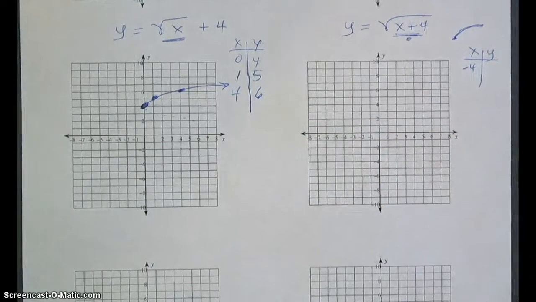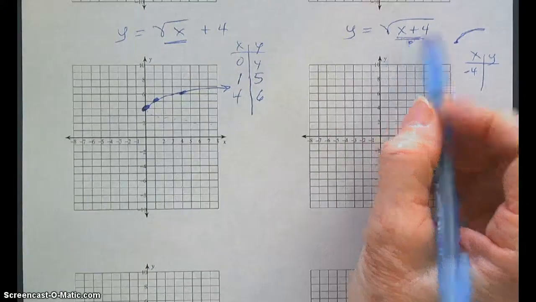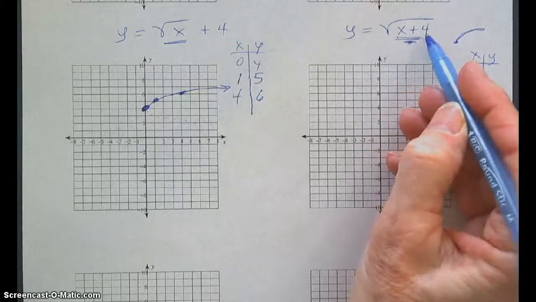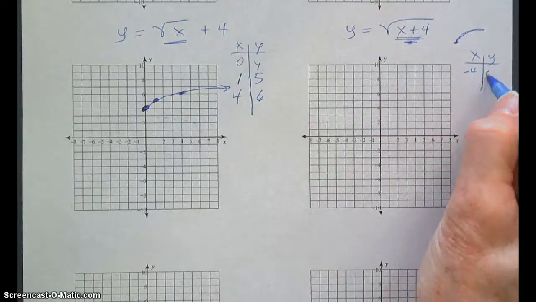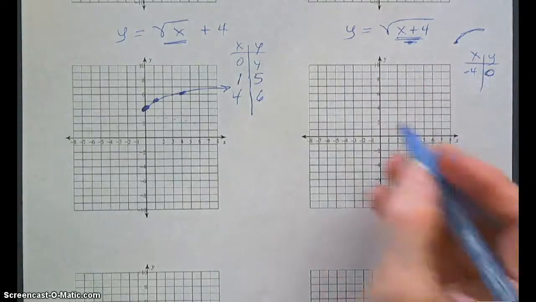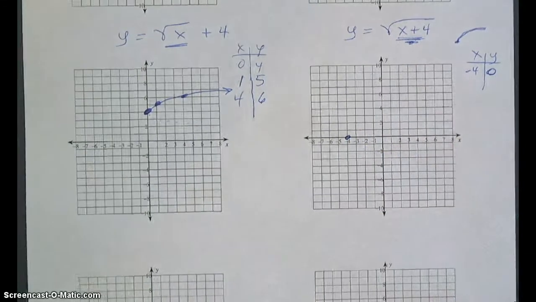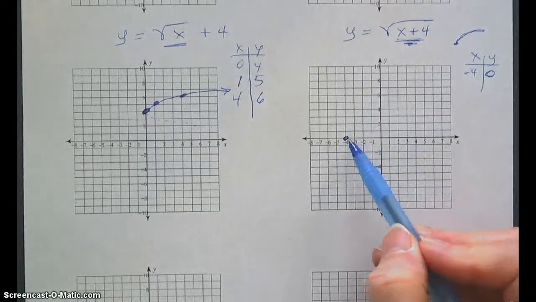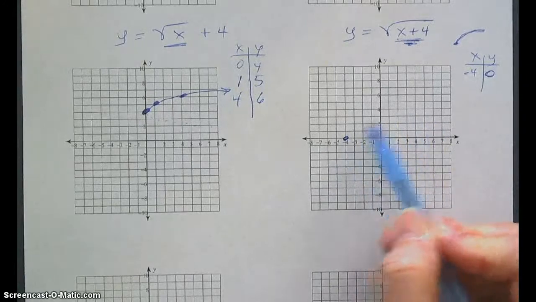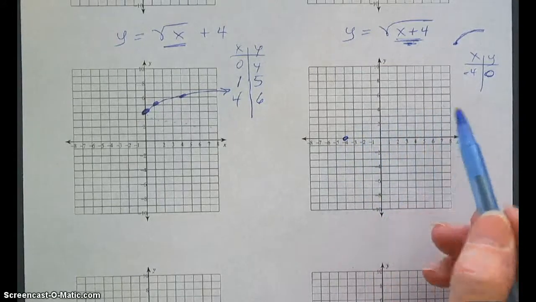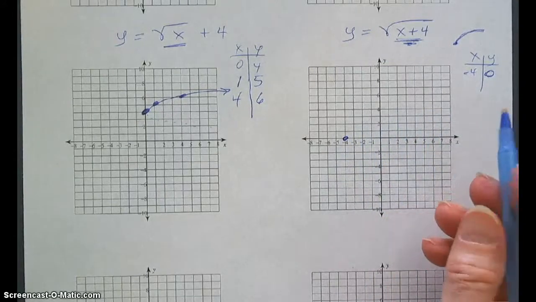Now watch how this works. If I stick in negative 4, negative 4 plus 4 is 0, and the square root of 0 is 0. So I'm going to have the point negative 4, 0. Now some of you that are visual will be able to see this u on its side, but let's go find that point exactly.